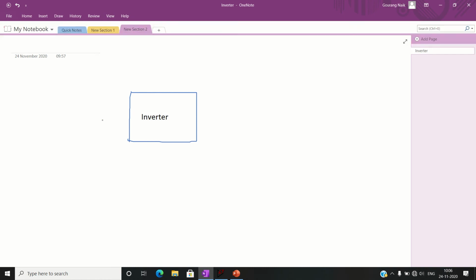Now the input to the inverter is normally a DC value. It could be a battery or it could be a voltage source. But it will be a DC value, and the output of the inverter will be an AC value.